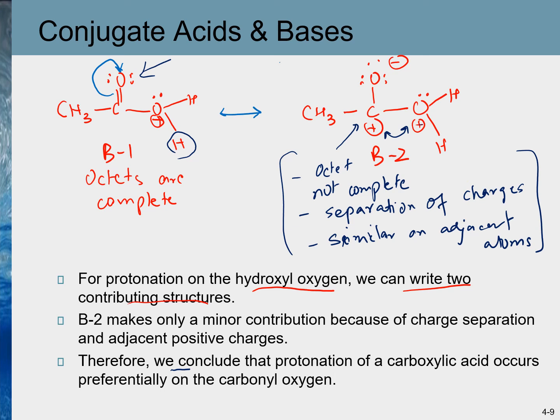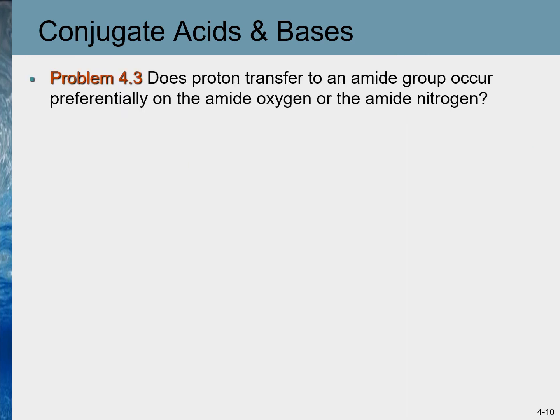So therefore, we can conclude that species A was better, because in species A, the positive charge was delocalized more efficiently on three different atoms, and in species B, the charge does not get delocalized. So therefore, we can say that in case of carboxylic acid, the protonation mainly occurs on the carbonyl oxygen only. Let's take a look at this problem.